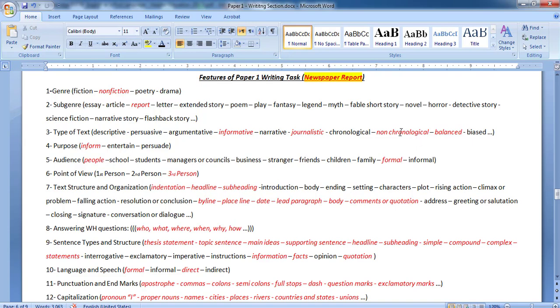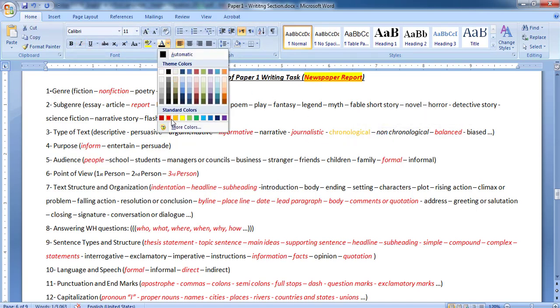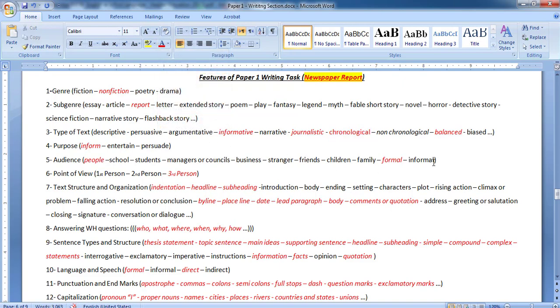It is non-chronological. No, it is chronological, okay? It is chronological, because you are using the order or time words, okay? Chronological, you are telling what's happened. And for sure it is balanced, it is unbiased, okay?